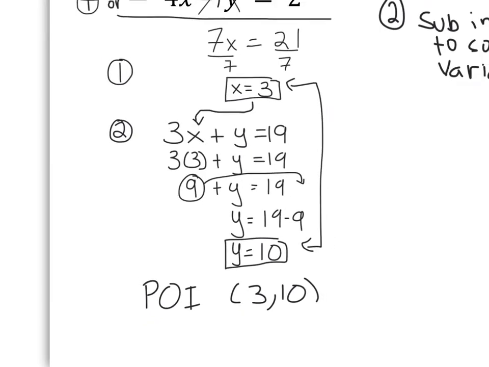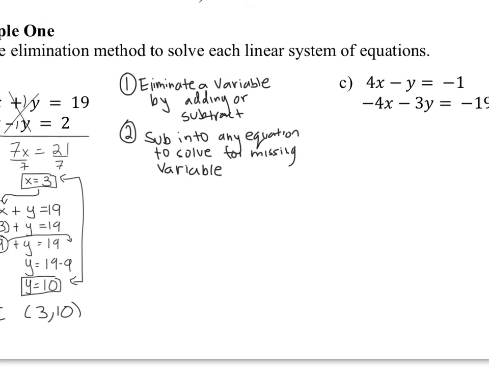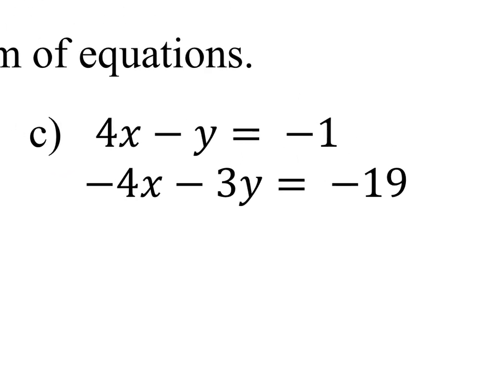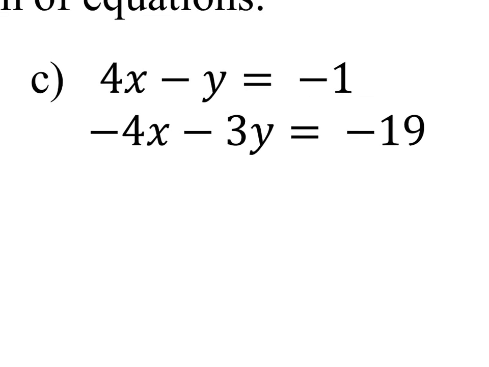Let's practice another example of elimination using these 2 steps. So right now for C, I've got 4x minus y equals negative 1, and negative 4x minus 3y is equal to negative 19. So you're going to have to determine which one of these 2 variables you can eliminate. Is it going to be my x's or my y's? It'll definitely be my x's because my x's are both 4's. One is a positive and one is a negative. My y's don't have the same worth. One of them is a 1 and the other one's a 3. It'll never become a 0.